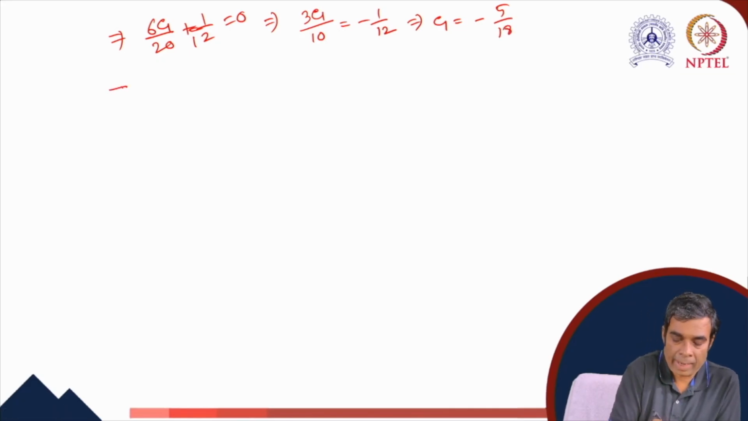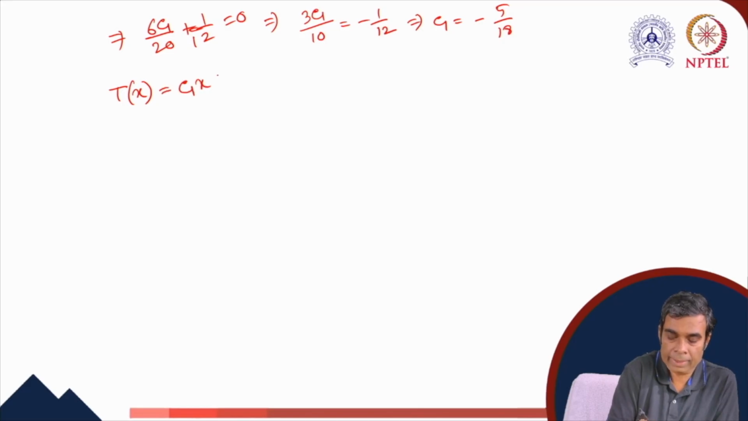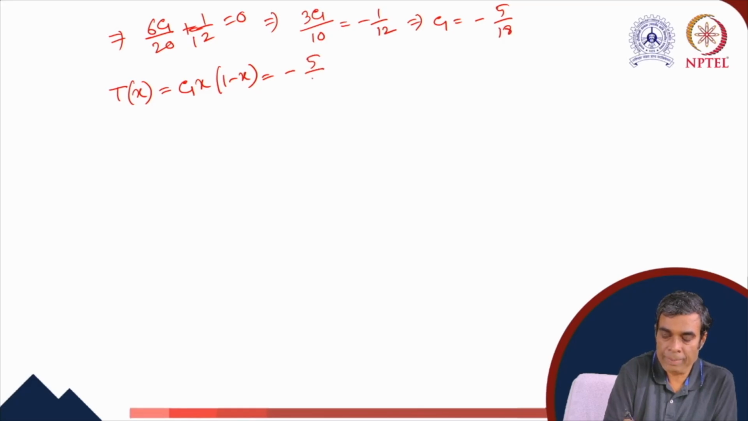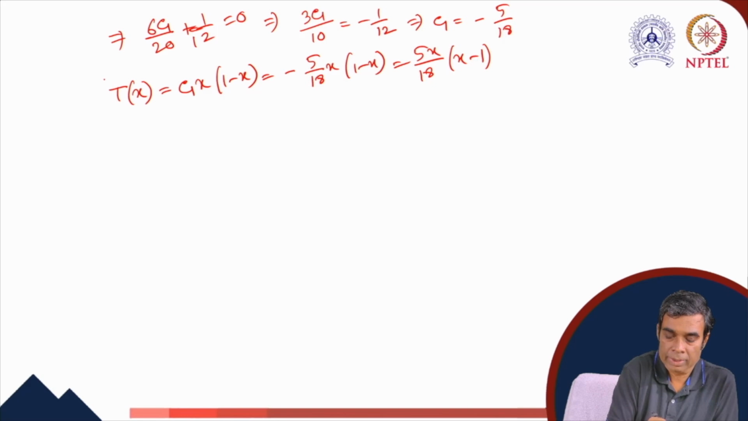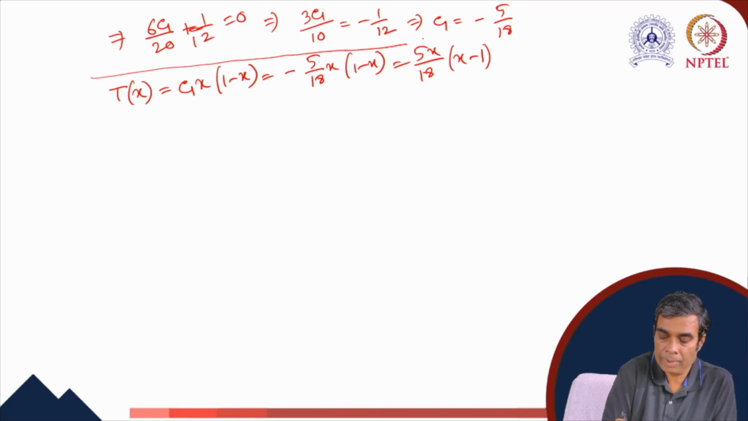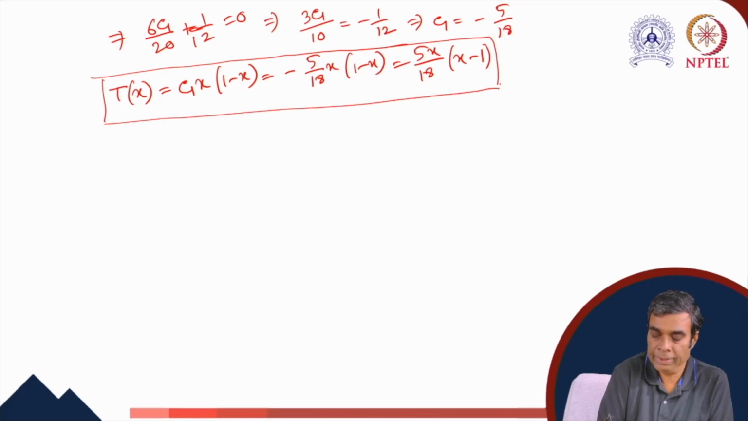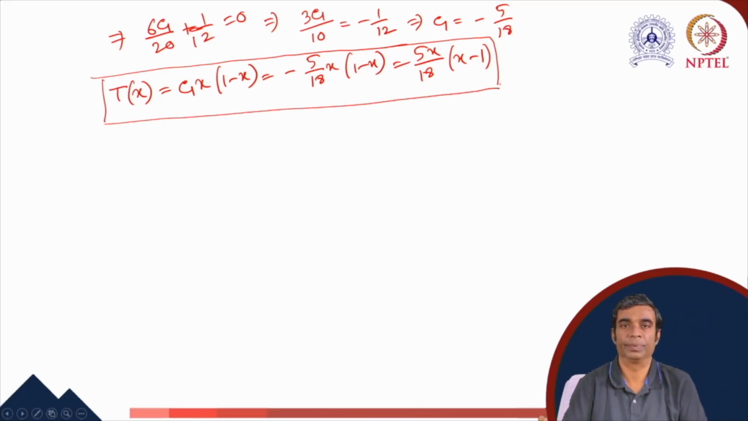So our trial solution is T(x) equals c1x into 1 minus x. So it is minus 5 by 18 x into 1 minus x, or it is 5x by 18 into x minus 1. This is the closed form approximate solution of the given strong form by using the Rayleigh method.